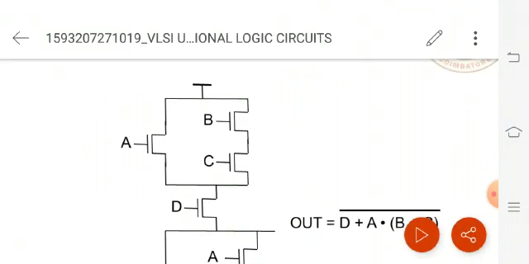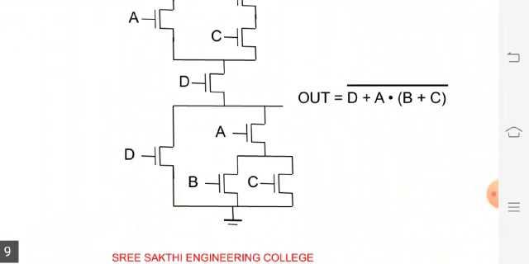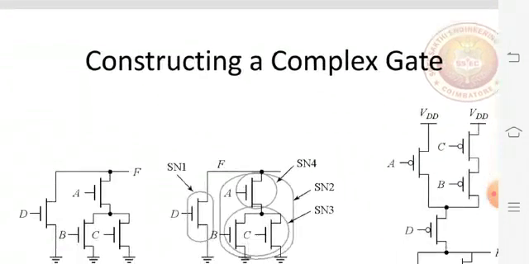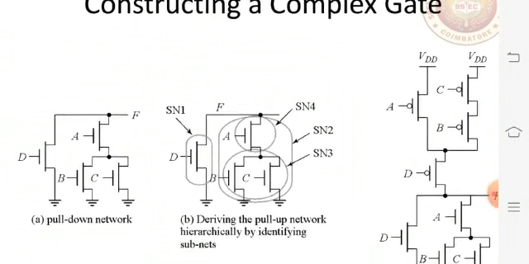You can design this complementary circuit by using this NAND and NOR logic. So similarly, construction of a complex gate. With the help of the pull down network we can draw the first diagram. The next diagram is deriving the pull up network hierarchically by identifying subnets. So here you can see D, A, B, C.